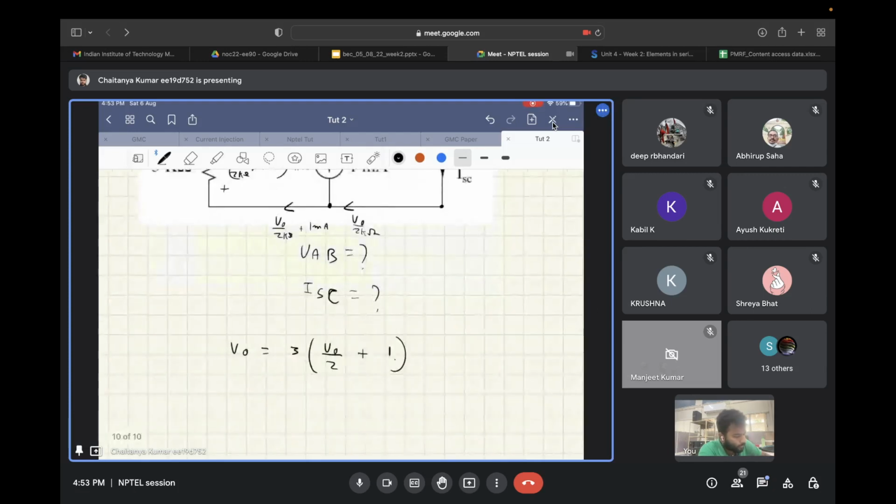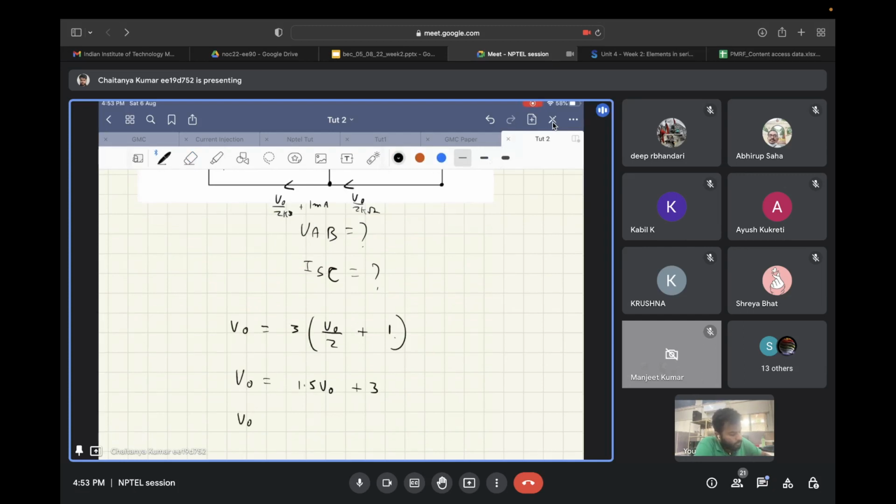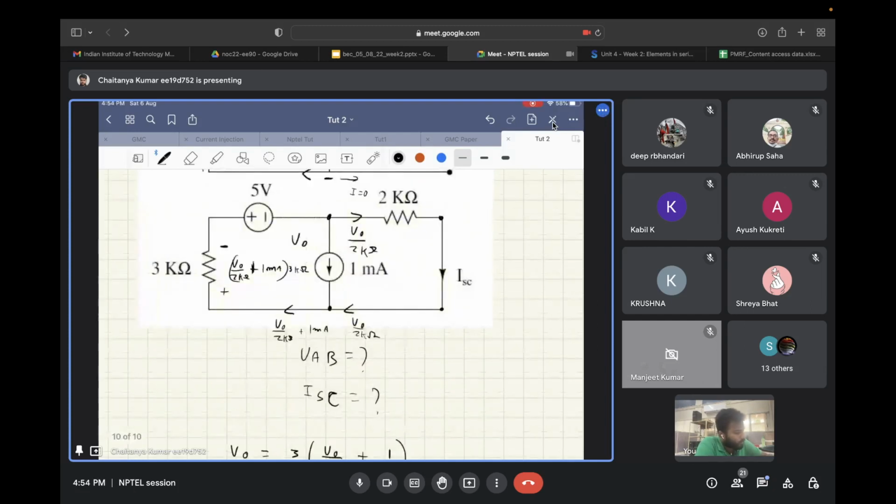So from here you get V naught as, just a minute, sorry. So V naught is equal to 1.5 V naught plus 3. That means V naught is equal to minus 6 volts. So the current ISC is nothing but V naught by 2 kilo ohms. That comes out to be minus 6 by 2 kilo ohms, which is equal to minus 3 milliamps.